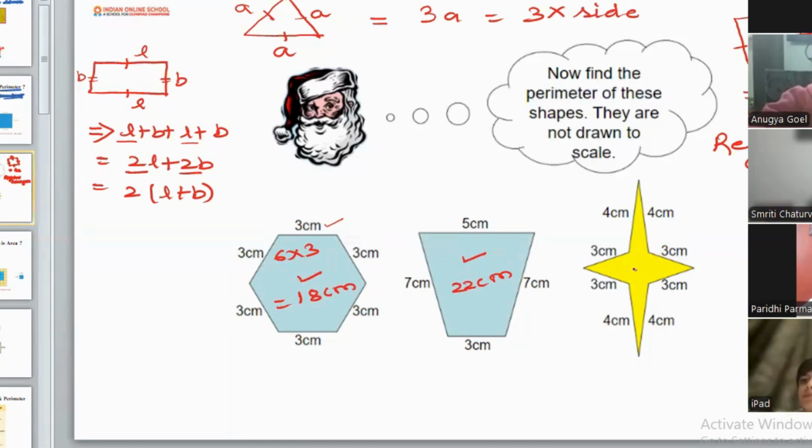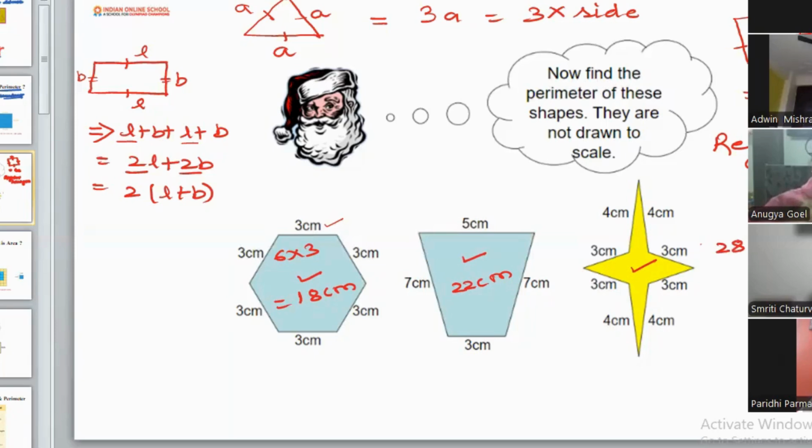Advin, just tell me what should be the perimeter of this particular figure. Ma'am, should I tell? Just hold on. You are calculating it. Yes, go ahead. Tell me. Ma'am, 30 centimeter. Are you sure it has to be 30? Just calculate it again. Ma'am, can I tell the 28 centimeter, ma'am? Ma'am, 28. Yeah, it is 28 centimeter.